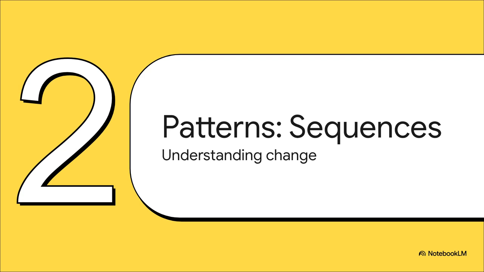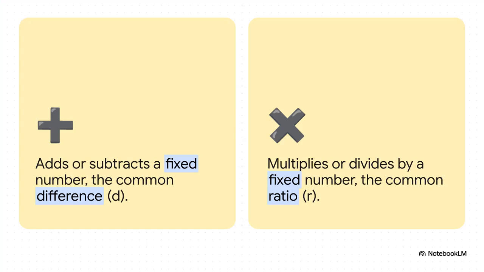First up in our toolkit, the tools for understanding patterns. You know, sequences and series are really all about identifying and using predictable change, whether something is growing by a fixed amount or by, say, a fixed percentage. Okay, so you're going to see two main types of sequences all the time: arithmetic and geometric. And the key difference, it's actually super simple.